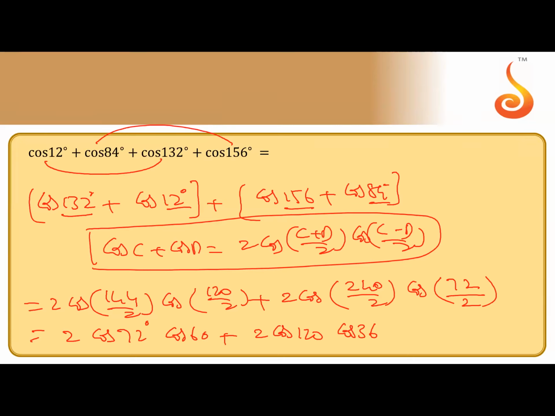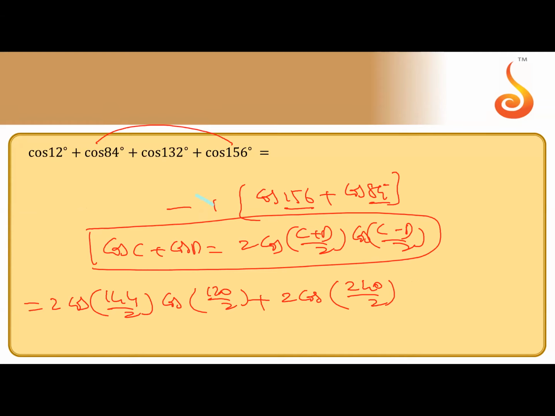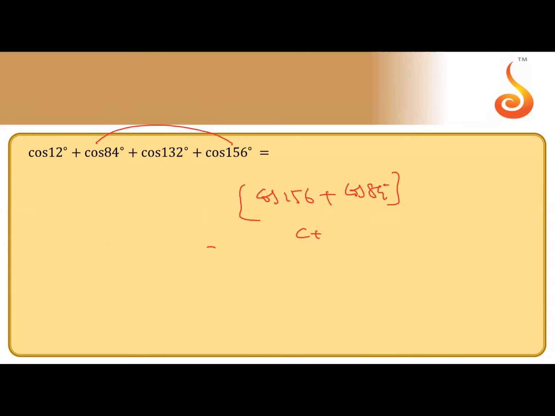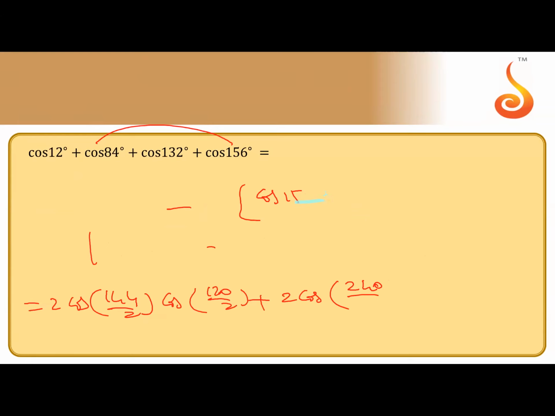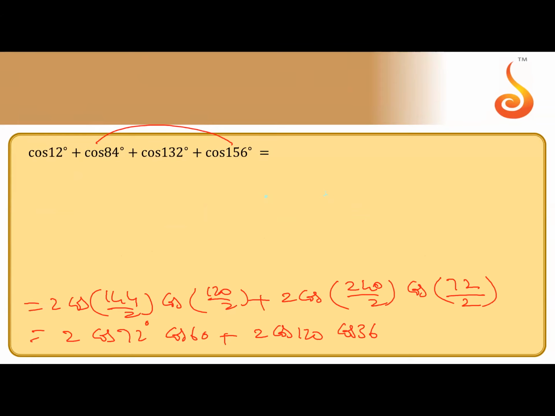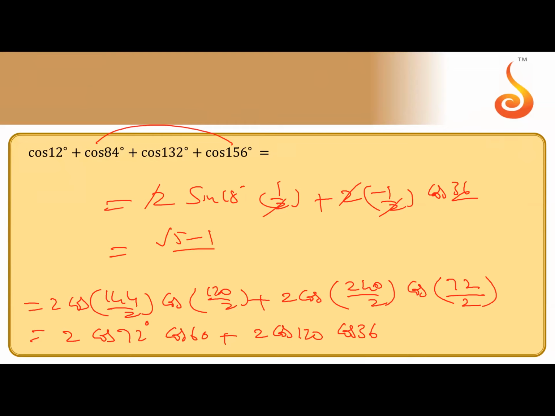Yes, we'll do. Wait a minute, we'll solve it completely because we have to solve it. Now, cos 72 is sin 18. Cos 60 is 1 by 2, cos 120 is minus 1 by 2. This is 2 into sin 18 into 1 by 2, plus 2 into minus 1 by 2 cos 36. Now this 2 cancels, this 2 cancels. The value of sin 18 is root 5 minus 1 by 4. Here, cos 36 is root 5 plus 1 by 4.